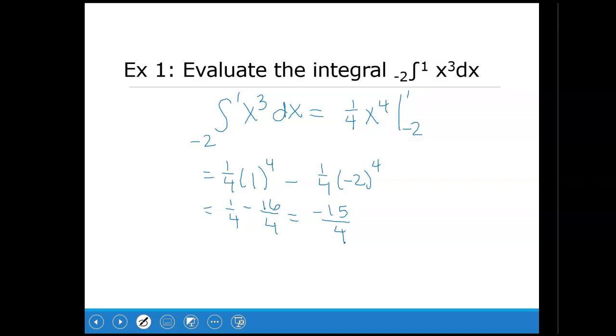That represents the net change. So what that means is on the integral of x cubed, which looks roughly like this, at -2 to 1, the area below is greater than the area above, therefore the net change remains negative.